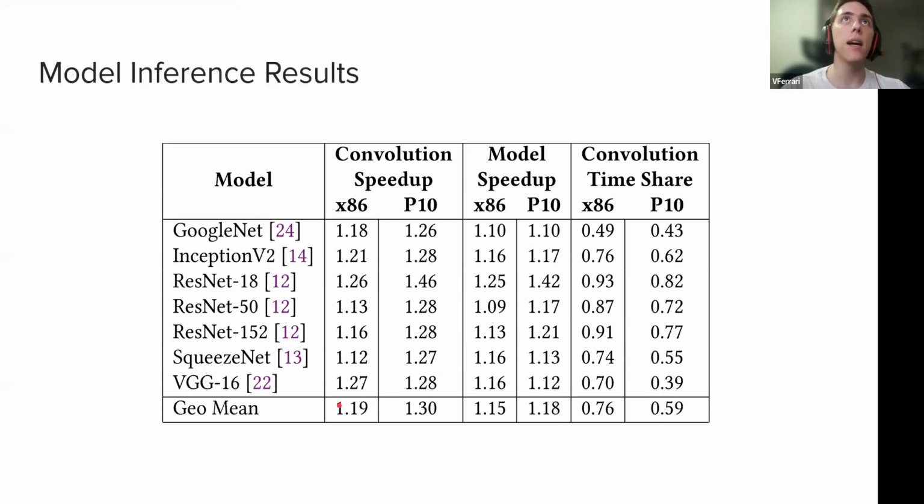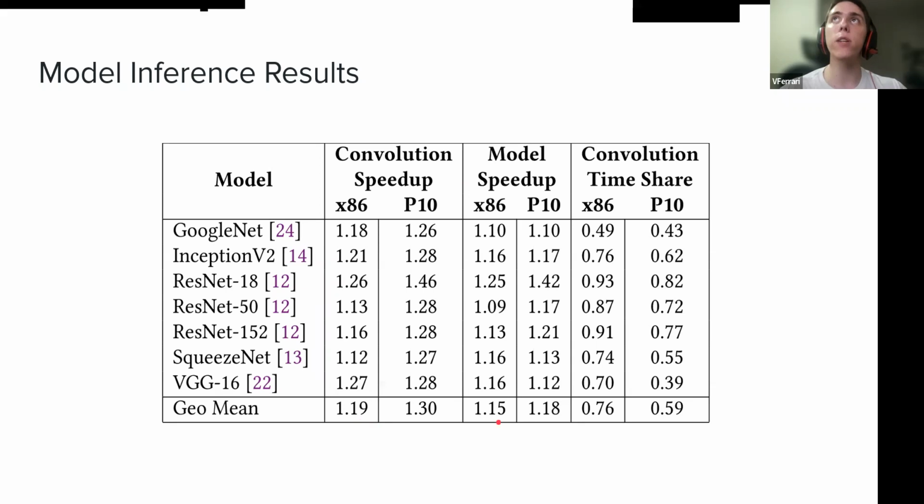For these machine learning models, we have convolution speedup and model speedup. The model speedup is the end-to-end inference time and how much we sped that up, and the convolution speedup is talking about only the convolutions of each model. So you have on average 19% speedup on convolutions in x86 and 30% on Power 10.